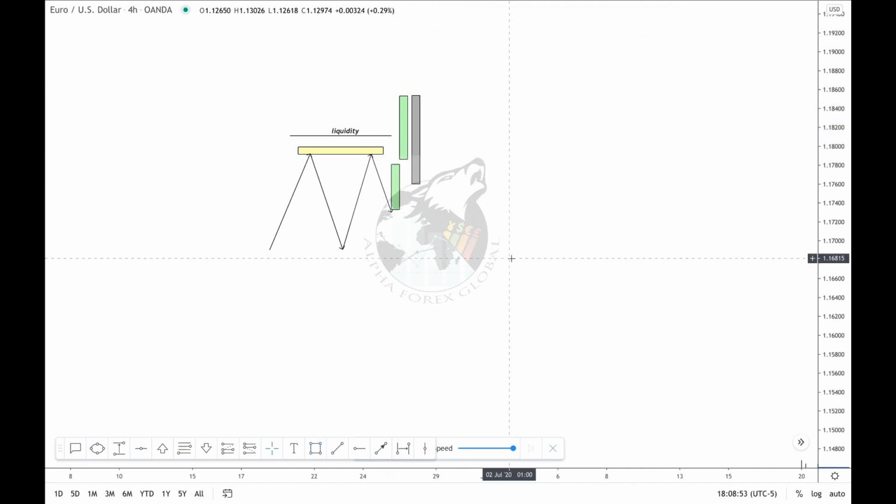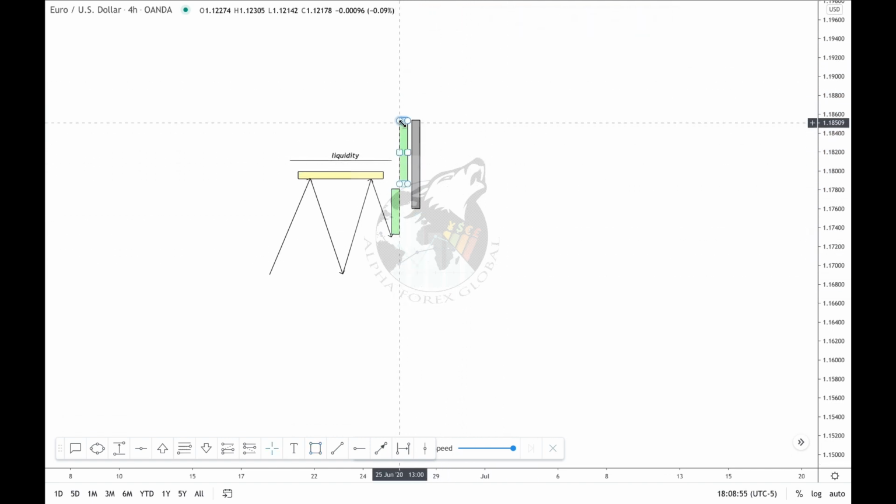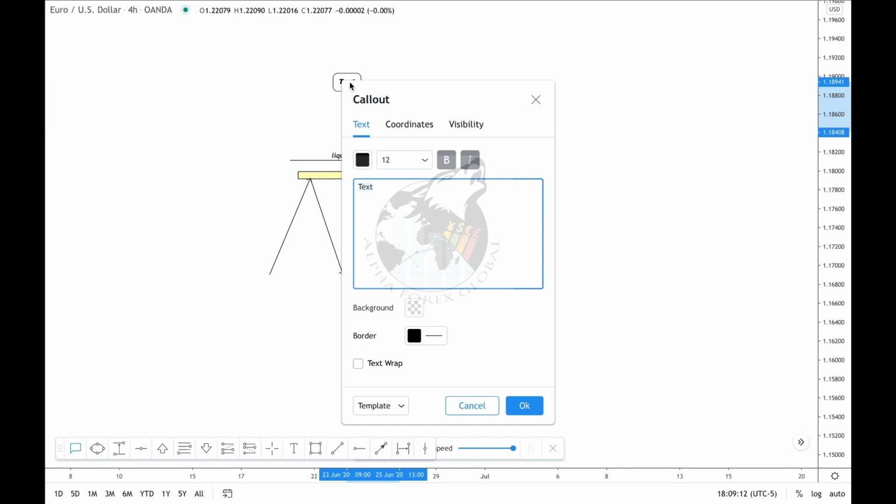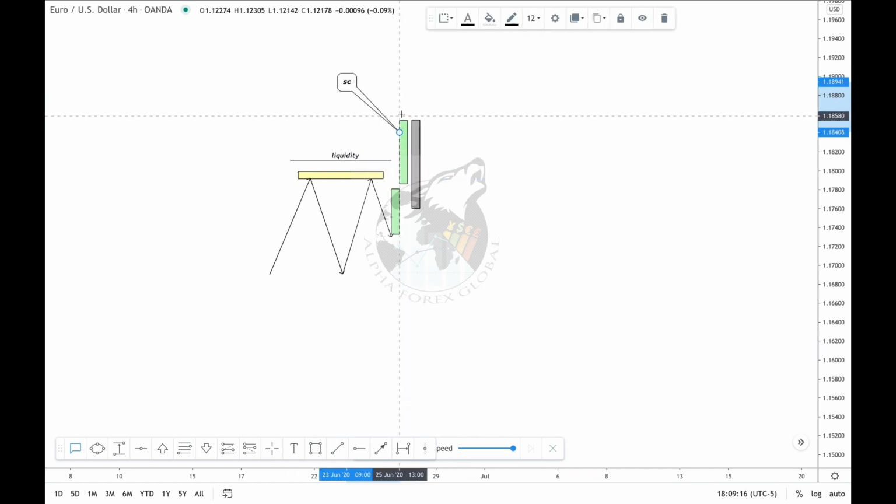Cool. So in this case, that means this candle right here would be classified as a sponsor candle because this was the candle that induced buyers and takes out liquidity, right? So this right here would be the SC, sponsor candle. And note, I said this candle only, right? This candle is a sponsor candle because this is the one that takes out liquidity.